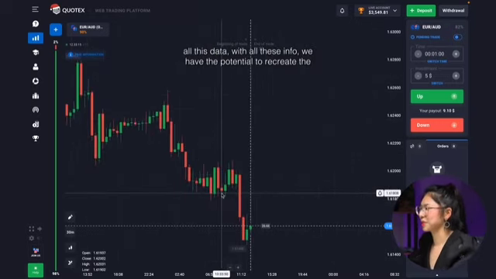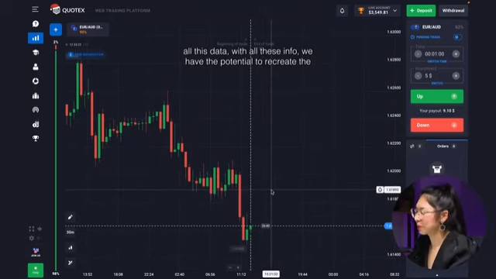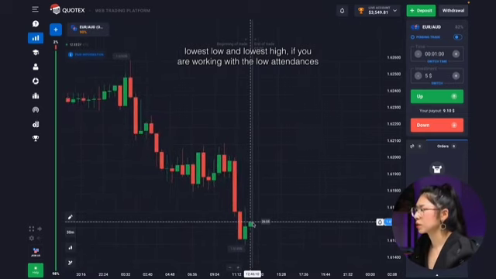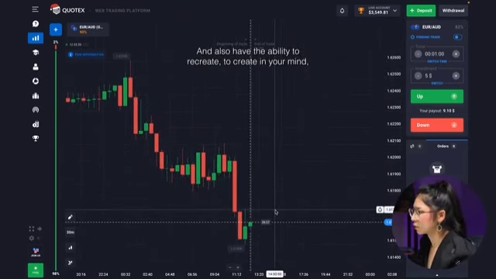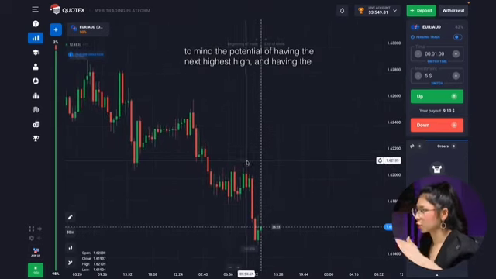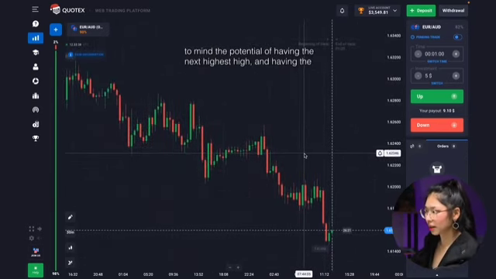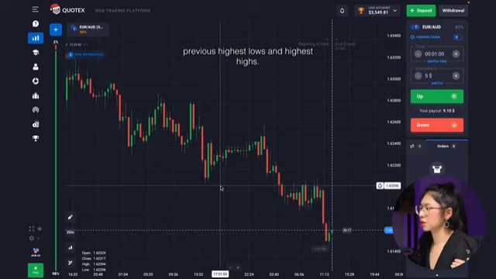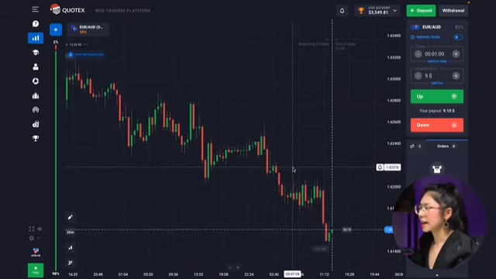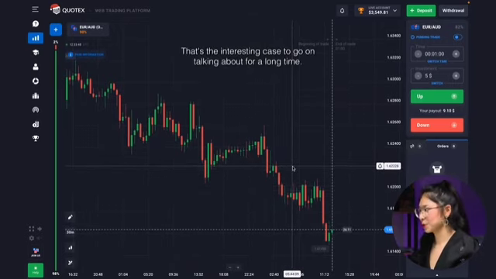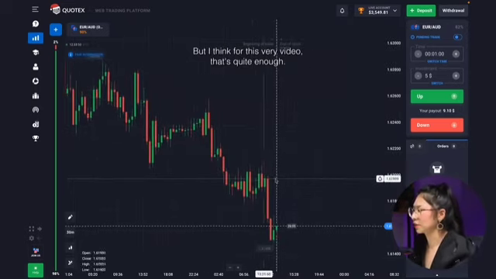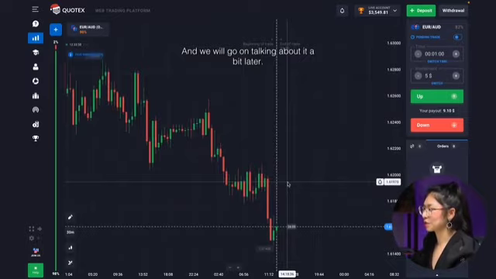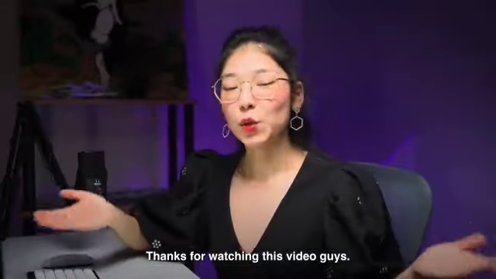And also let me finish with all this data, all this info. We have the potential to recreate the lowest low and lowest high if you're working with lower tendencies, and also the ability to create in your mind the potential next highest high and the previous highest lows and highest highs. That's an interesting case to go on talking about for a long time. But I think for this video that's quite enough, and we will go on talking about it a bit later. Thanks a lot for watching this video.